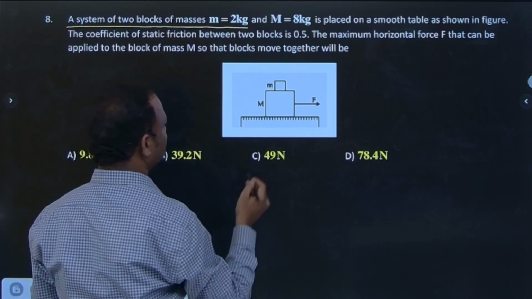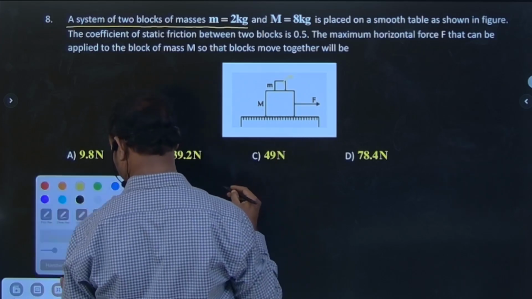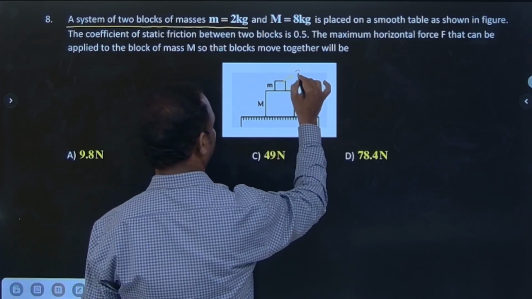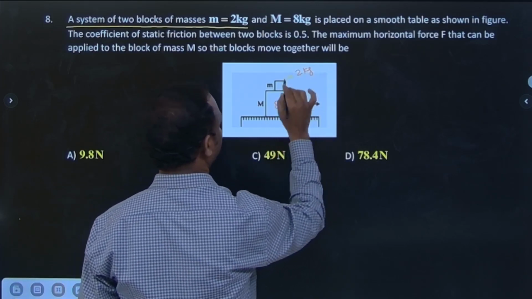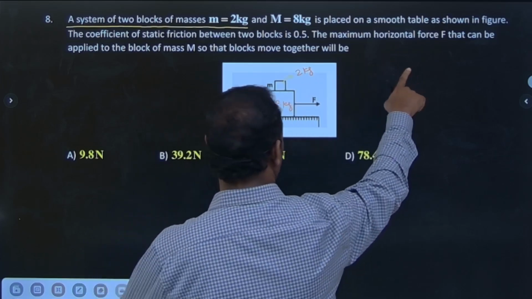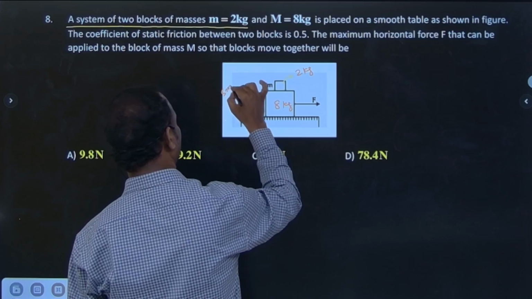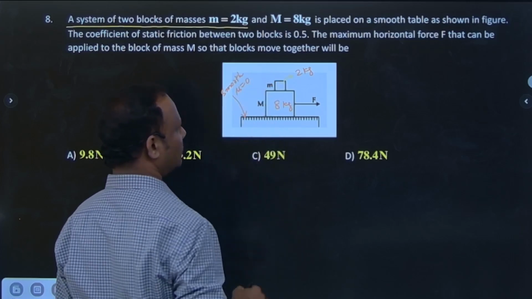This is purely a system of two blocks of masses. One mass m is 2 kg, and this one is 8 kg, placed on a smooth table. Smooth table means mu is equal to 0.